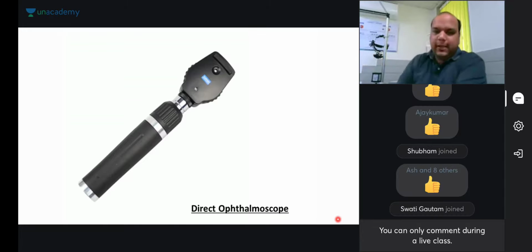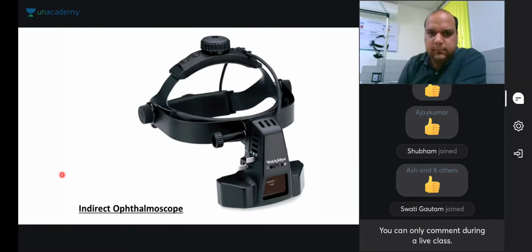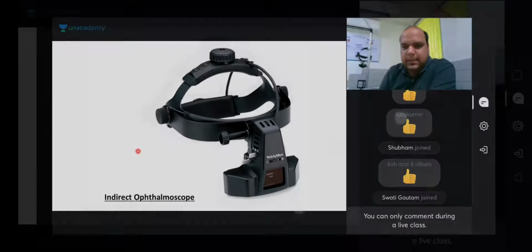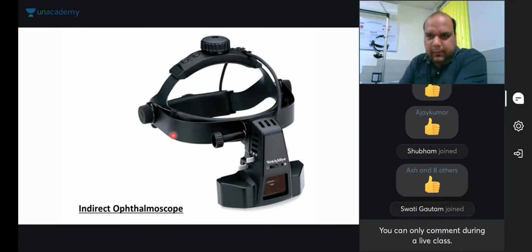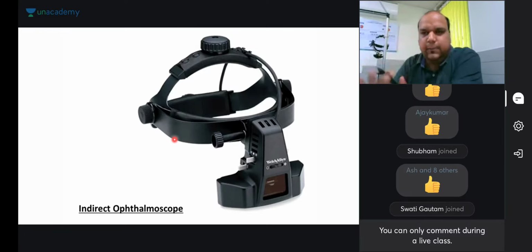I'll also bring up a photograph of the indirect ophthalmoscope on screen for you. You can see this is an indirect ophthalmoscope, the same thing that I just wore over my head. The basic thing is you should be able to identify both the direct ophthalmoscope and the indirect ophthalmoscope.